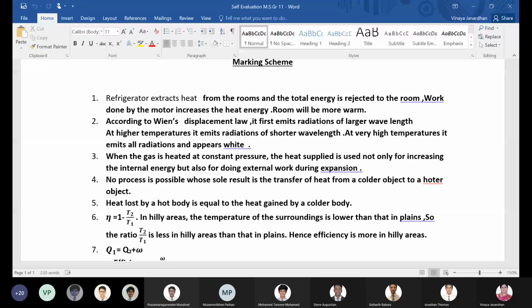Refrigerator extracts heat from the rooms and the total energy is rejected to the room. So work done by the motor increases the heat energy. The room will be warm. What was the question? The question is: if the door of a working refrigerator is kept open for a long time in a closed room, will it make the room warm or cool? Why? Ma'am, should we do it with a red pen or pencil?